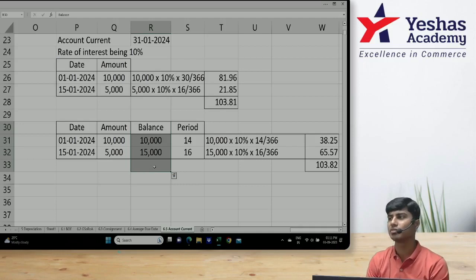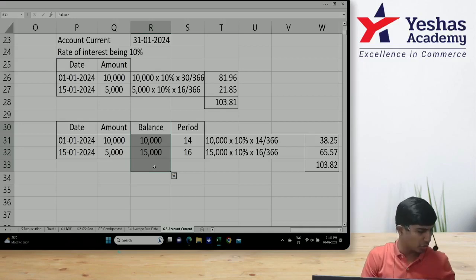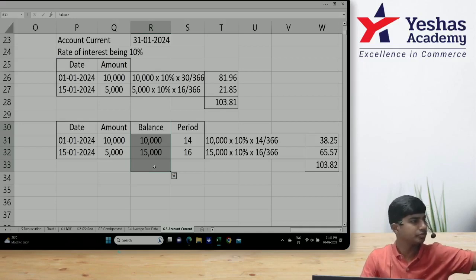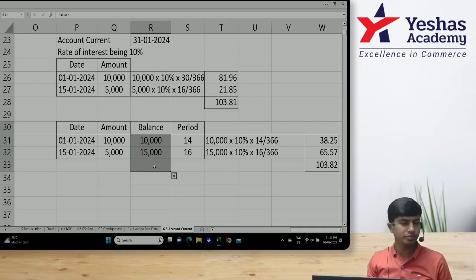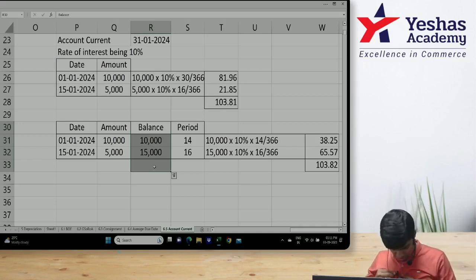First one, second one. It depends upon the scale of operation. Sir, how will you justify? Yeah, let me justify. Listen to me. Justification is like this.